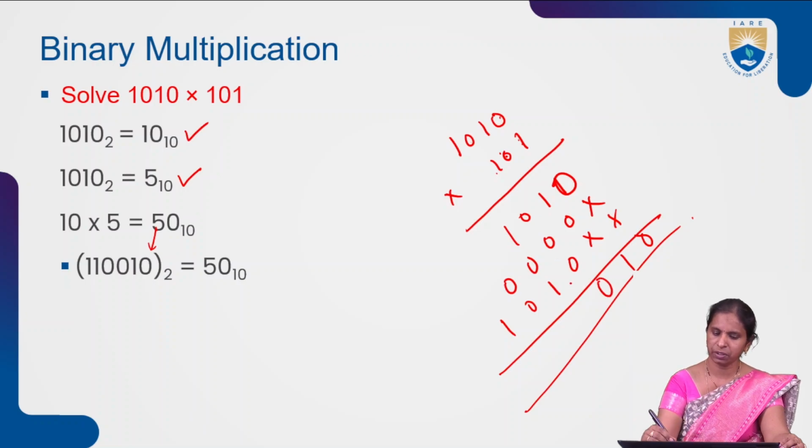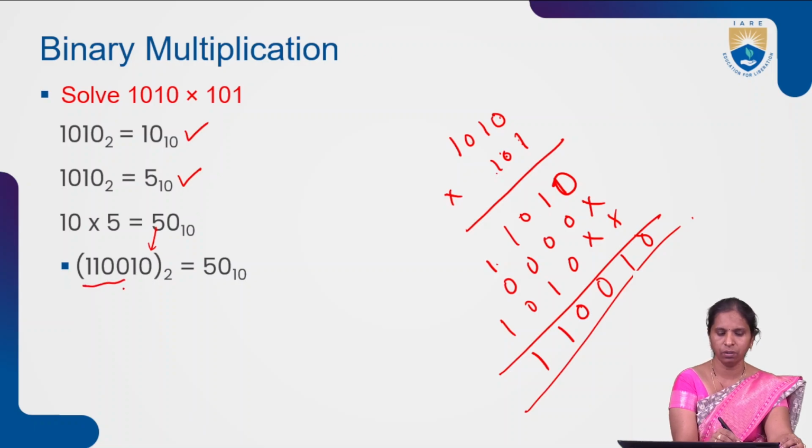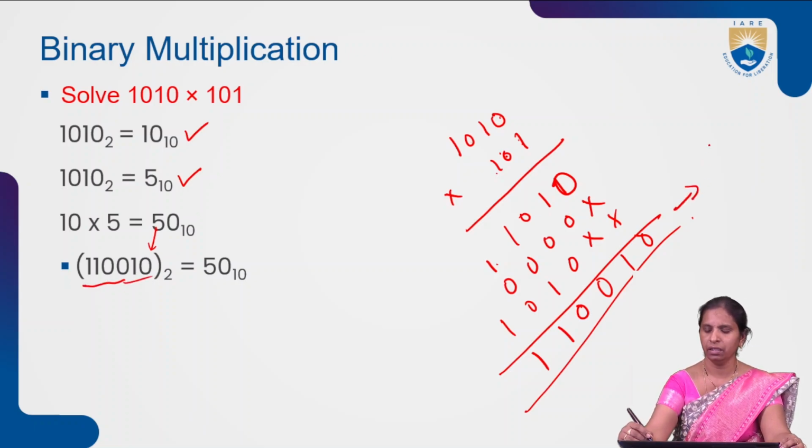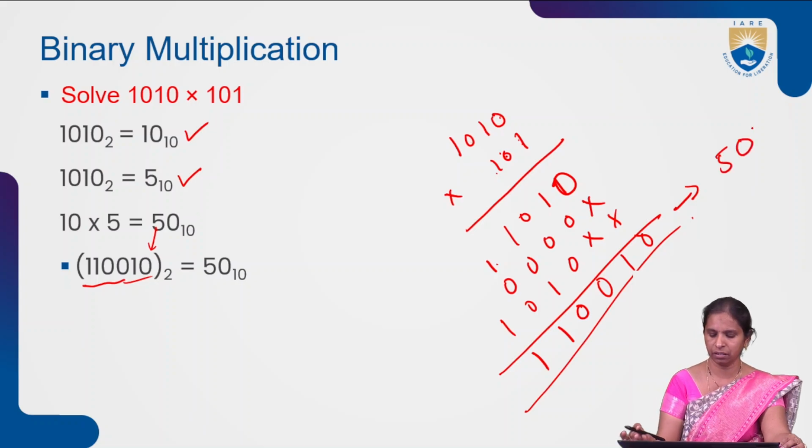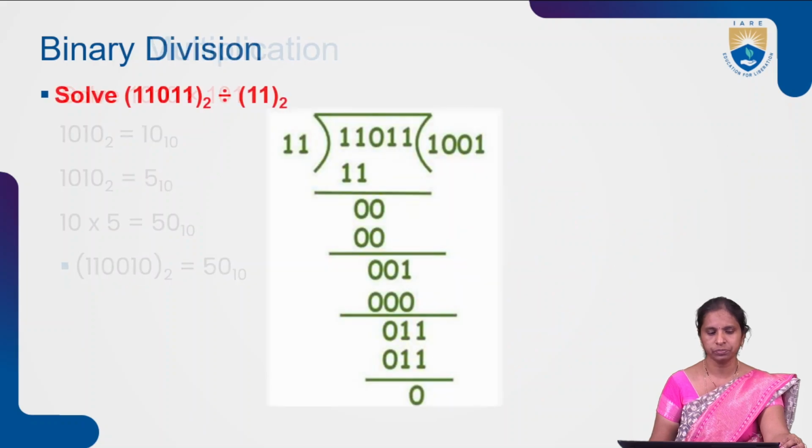1 plus 1 is nothing but what? The result is 0 and the carry is equal to 1. And 1 plus 0 is 1, and 1 plus 0 equals 1. And here 1. Therefore, the answer here is 110010. So in binary, this is the answer, whereas in decimal the value is 50. Like that, you can perform the multiplication operation of binary numbers also.